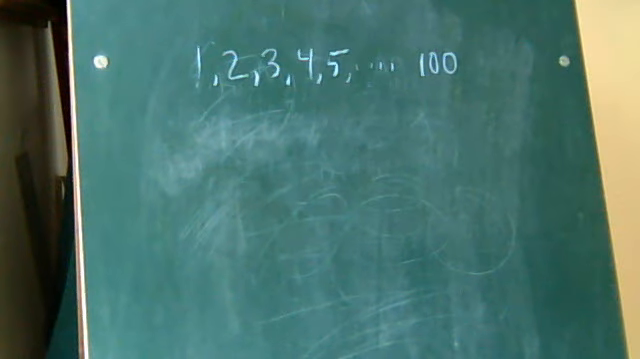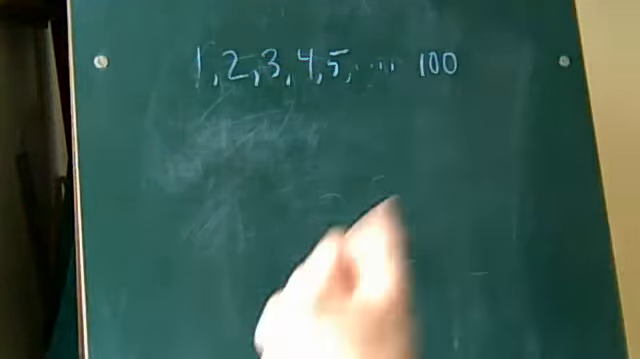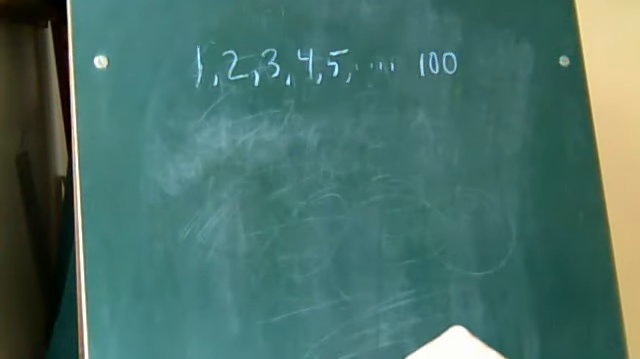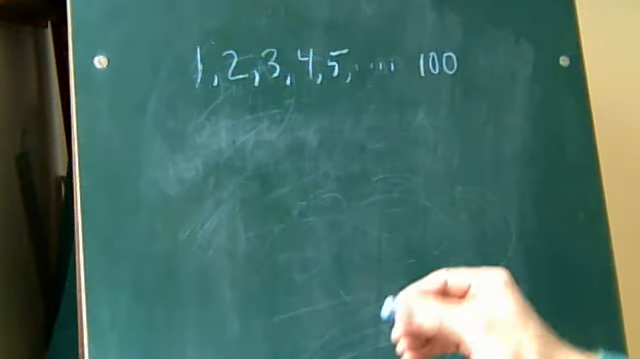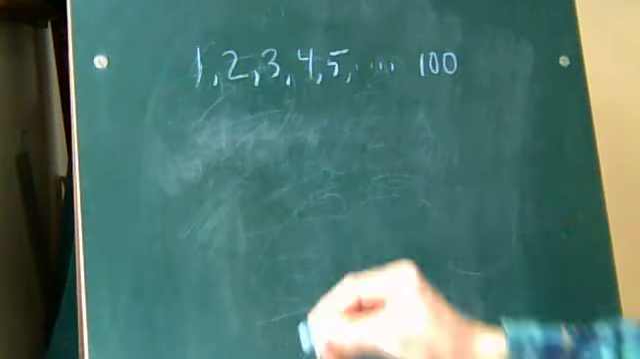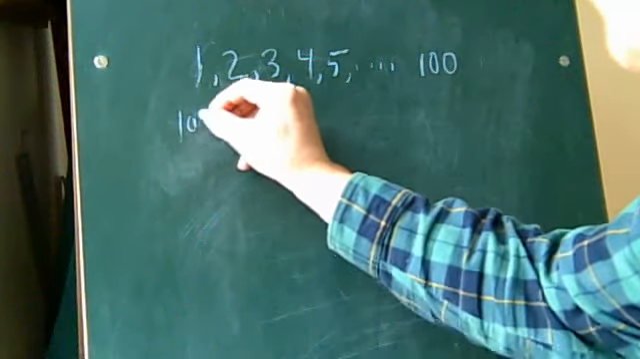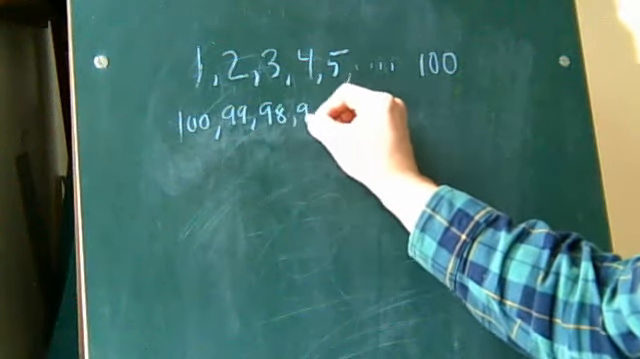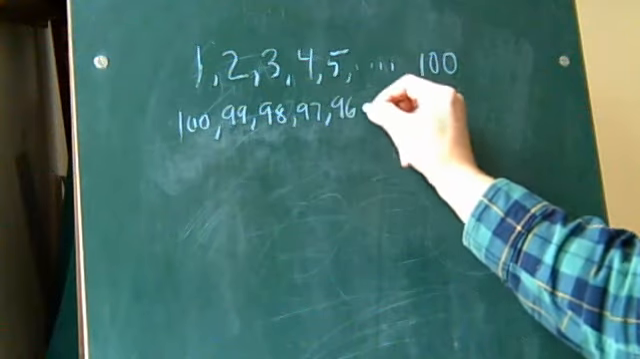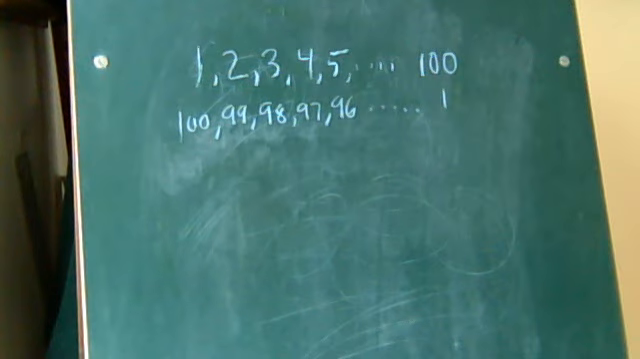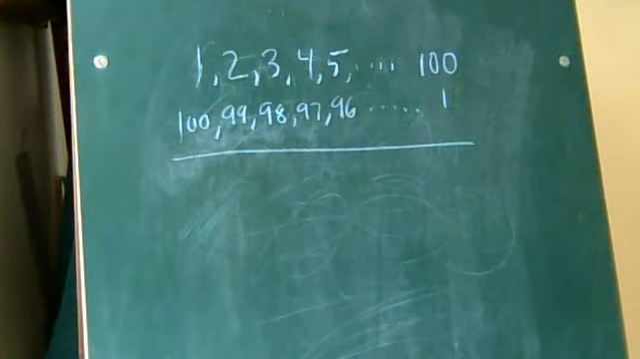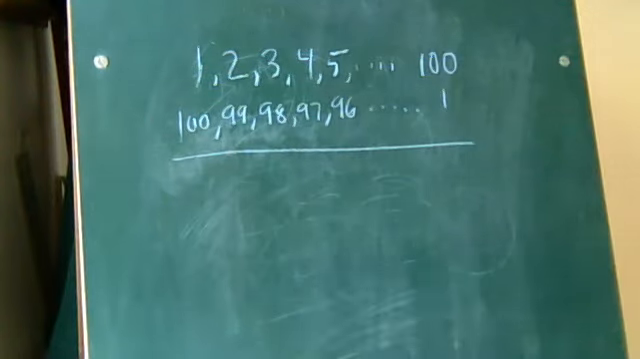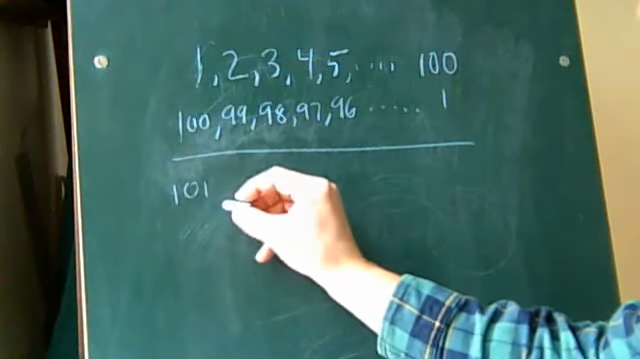Okay, this is how a lot of people today think he might have done it. He might have done it this way. It's really a trick, and once I show it to you, then everybody knows it, and then it's not hard anymore. What you do is you write the sequence in reverse order, all the way to 1. Then you notice that when you write them in reverse order, if you add the two sequences, each number in the sequence adds to 101.